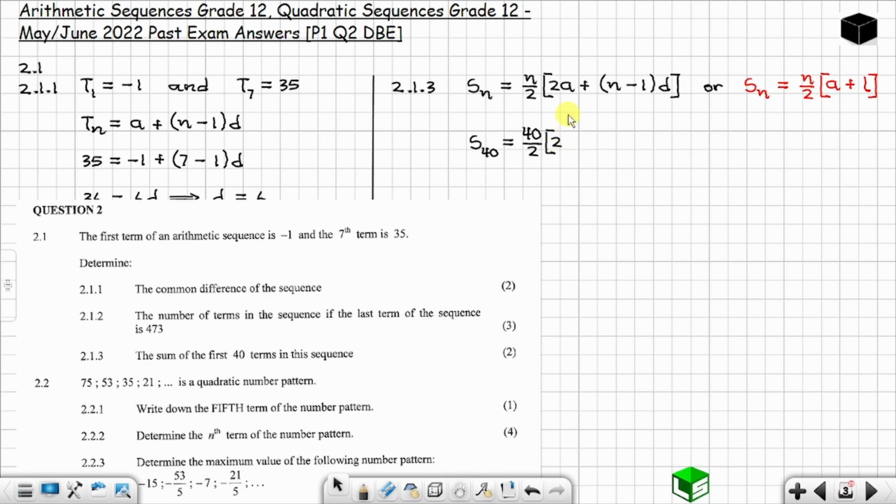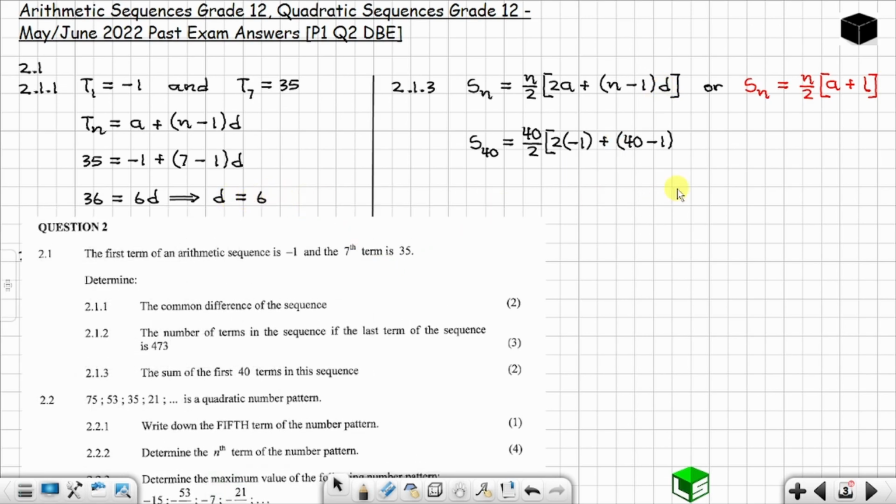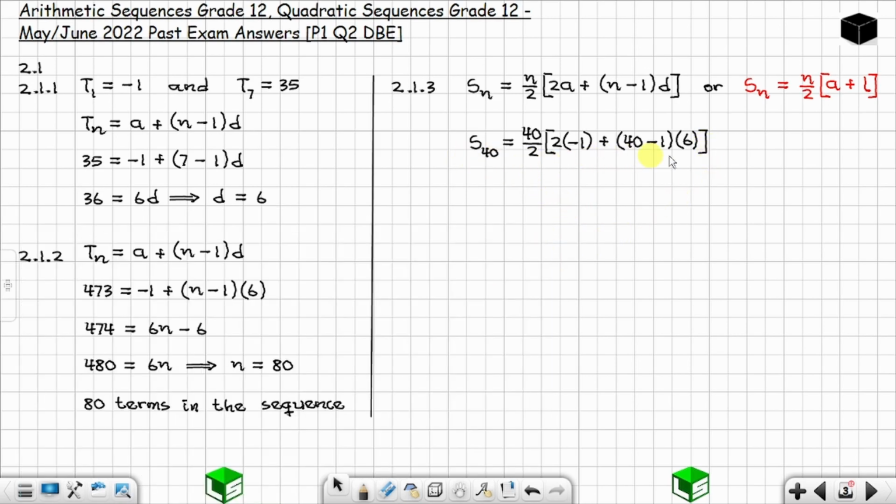So you have 2 times -1 plus, in bracket you have n minus 1. What is your n? Your n is 40, because you are calculating the sum of the first 40 terms. You have 40 minus 1. You close your bracket, times d. What is d? d is equal to 6. You close your square bracket. Okay, let me close this for now. Now you can calculate S40.